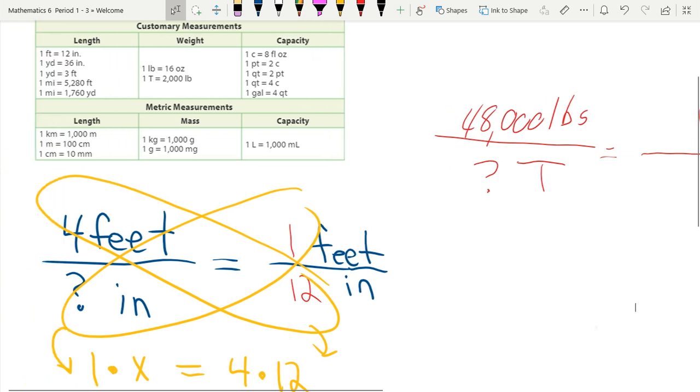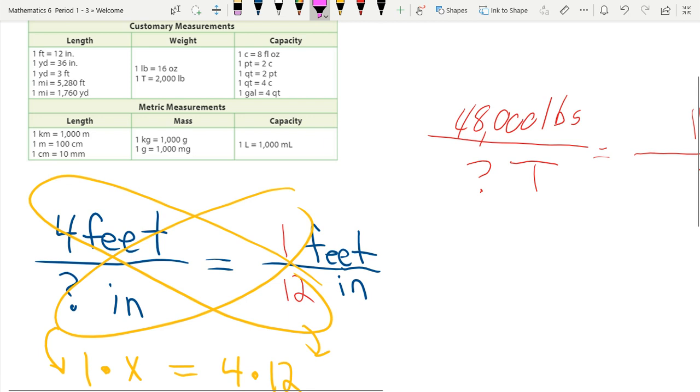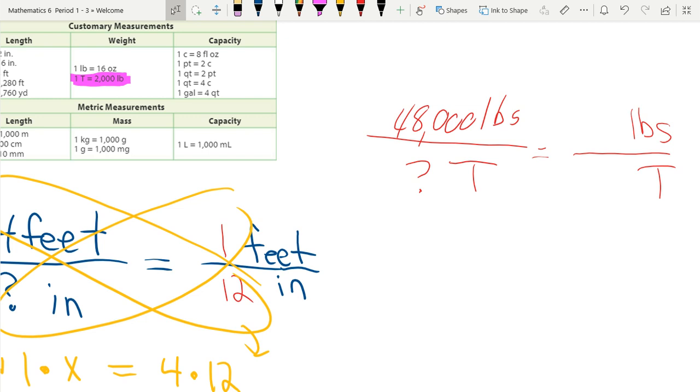I go back over to my conversion chart. This is weight, so I look for something that has to do with those two labels. There it is, tons and pounds. I'm going to fill in my right side. 1T, so that means 1 ton equals 2,000 pounds. Okay, so I just simply filled it in.